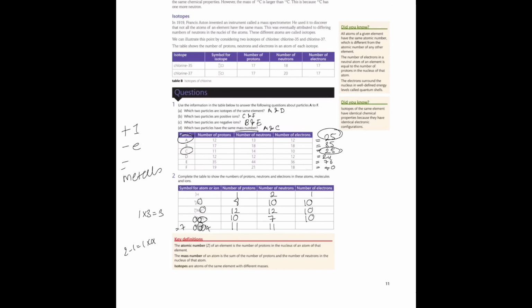So 7 plus 4 would give us 11. And we have a plus 1 charge, because the number of electrons is equivalent to the number of protons, so we've got 11 protons here. However, we've got a plus charge, meaning it has lost an electron, so it's lost a negative charge, and we are left with 10 electrons. And that's it.